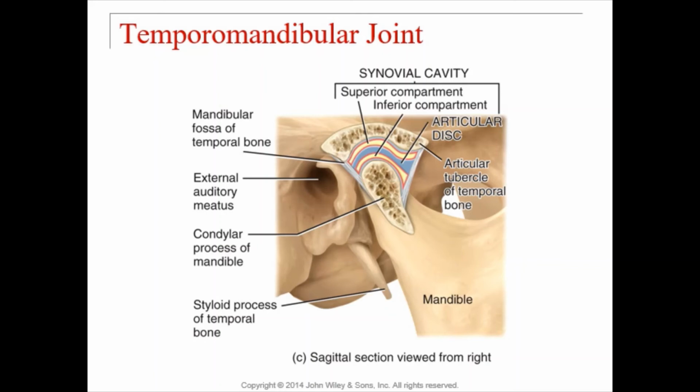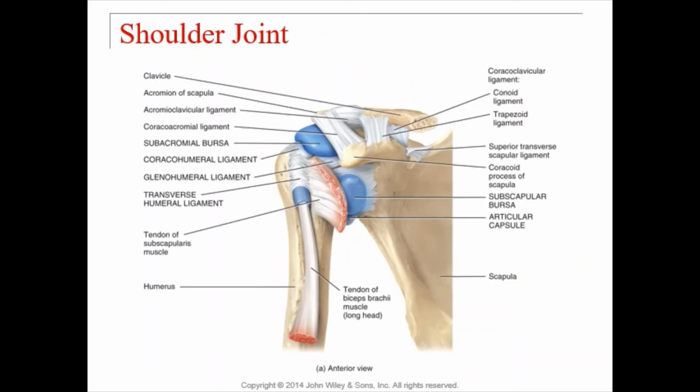Your lower jaw is attached to your temporal bone at the temporomandibular joint. But no, you don't need to know that joint. Another joint is the shoulder joint. Your shoulder joint is comprised mainly of your humerus and scapula.